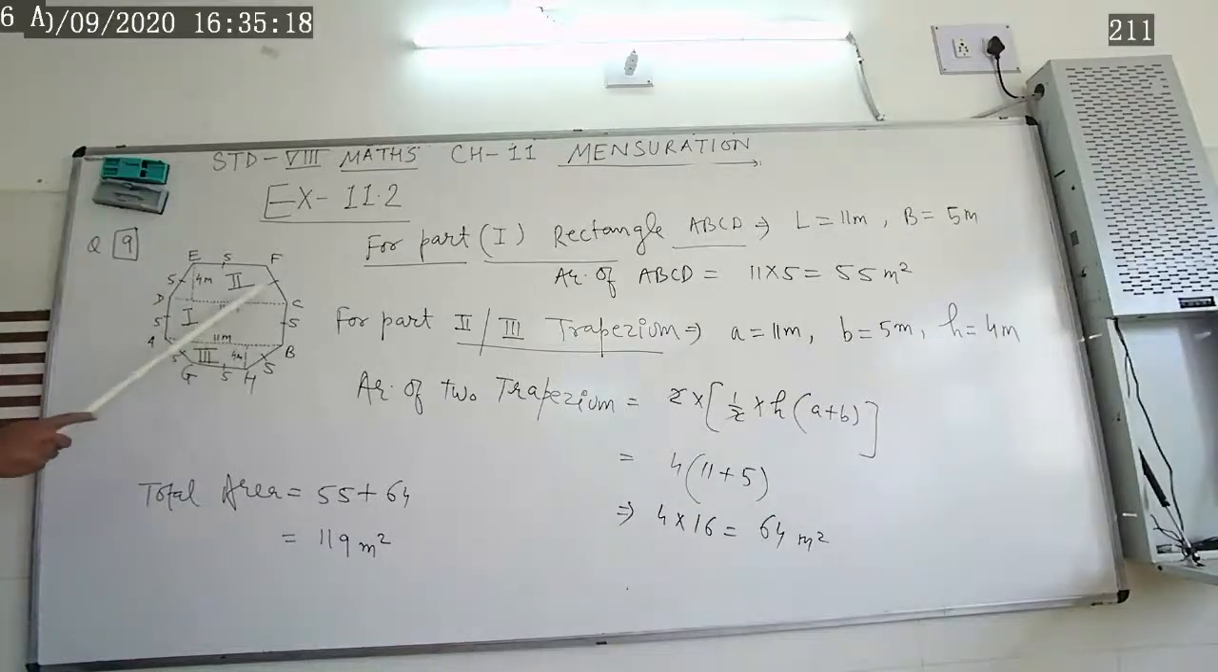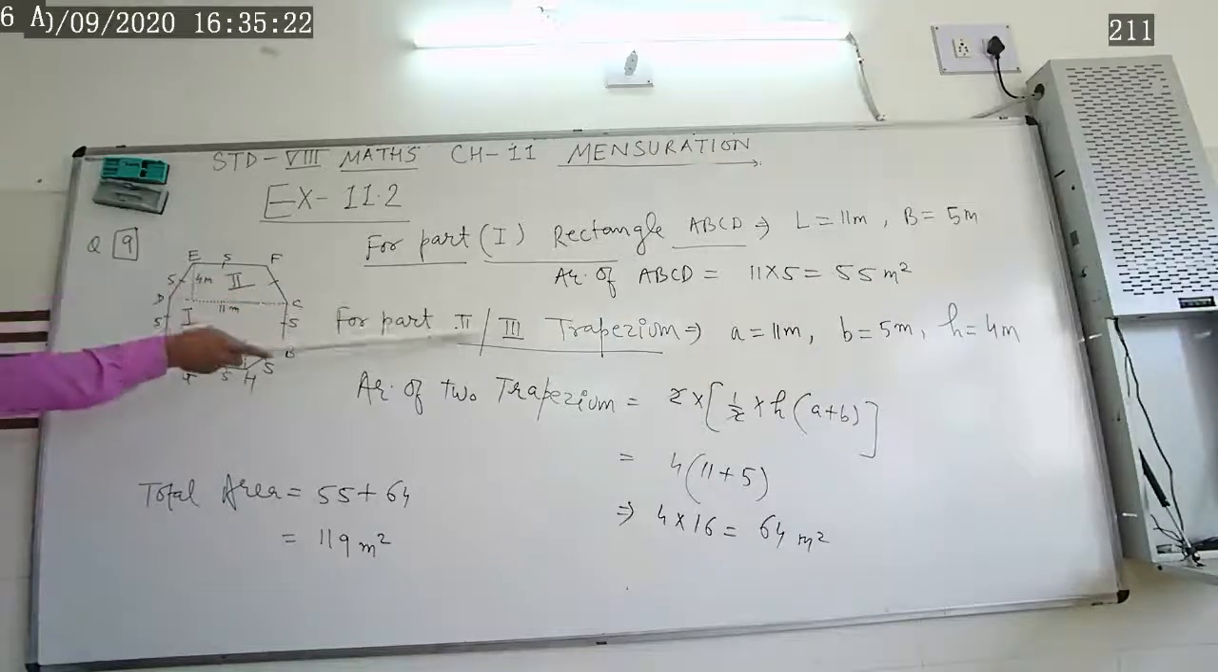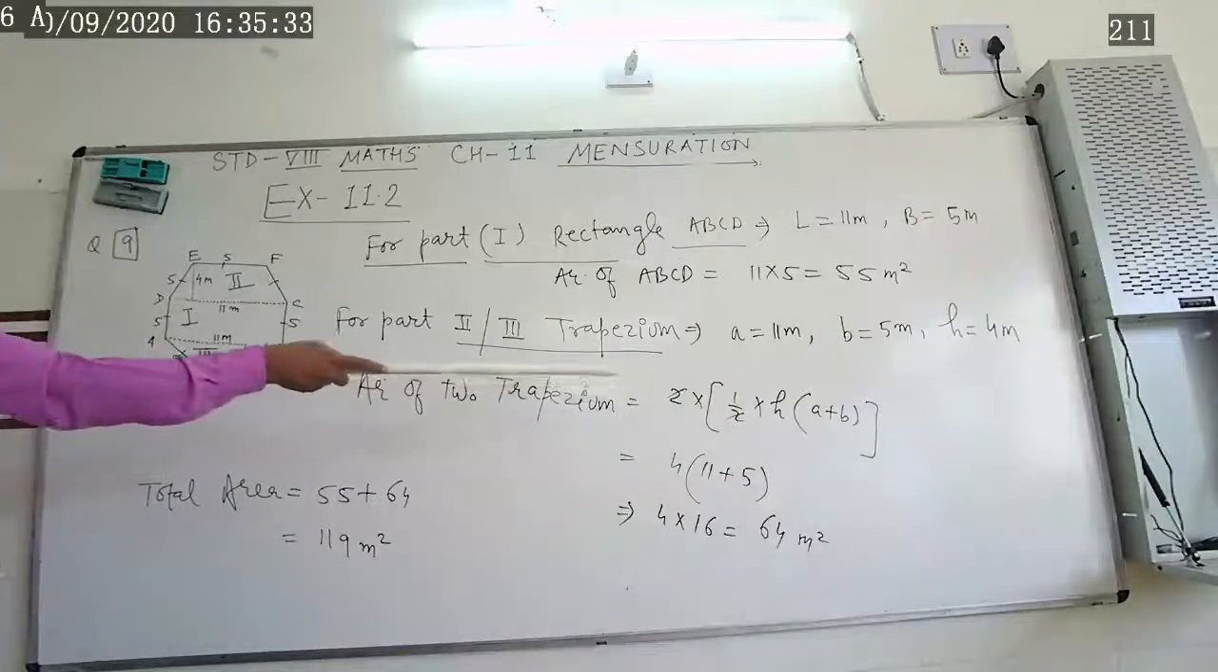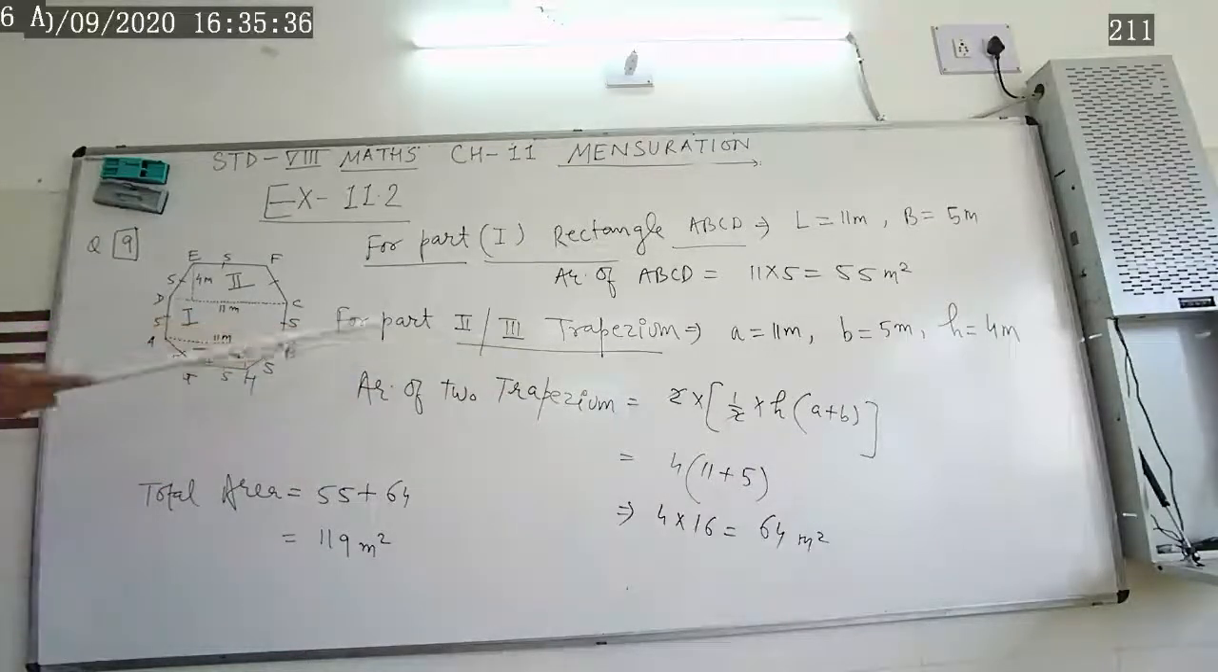A, B, C, D. This is a rectangle, length 11, breadth 5. 55 is the area. Second, trapezium. A is 11, B is equal to 5, and H is equal to 4. So area of two trapezium is 1 by 2 into H into A plus B, multiplied by 2. So this gives me the value of the regular octagon's area. Okay. We will do question number 10.